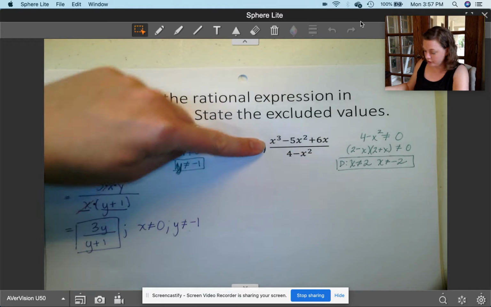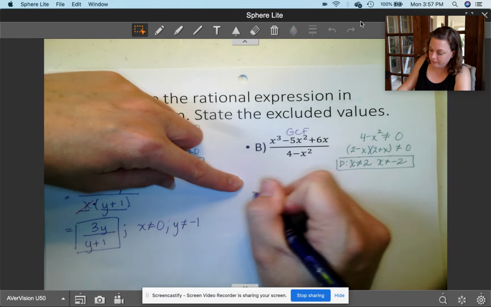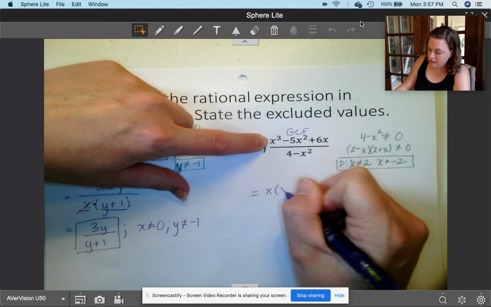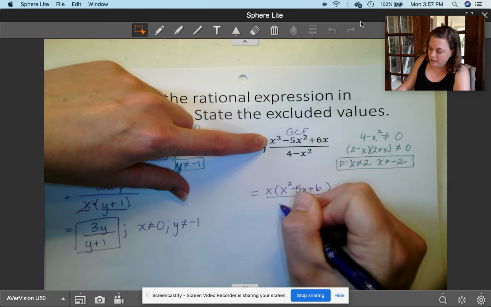Let's go ahead and factor. So up here, I noticed that there is a greatest common factor of x. So we're going to take out that x. That's going to leave me with x squared minus 5x plus 6 over my denominator.